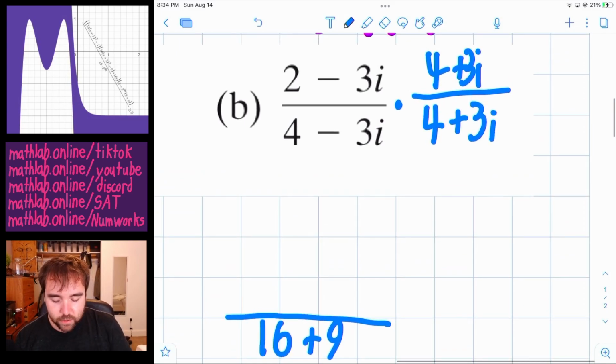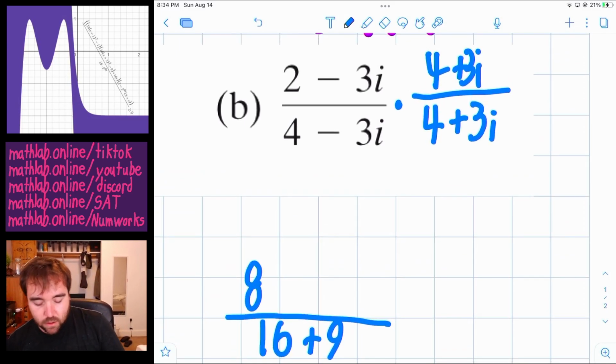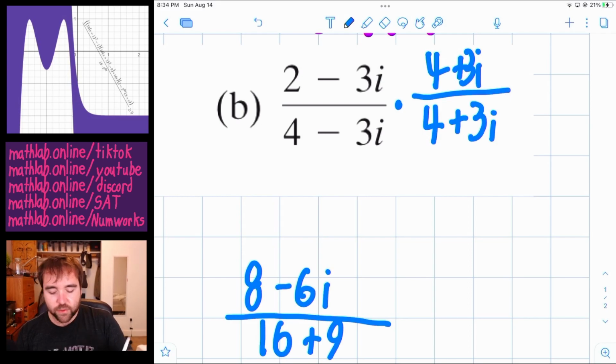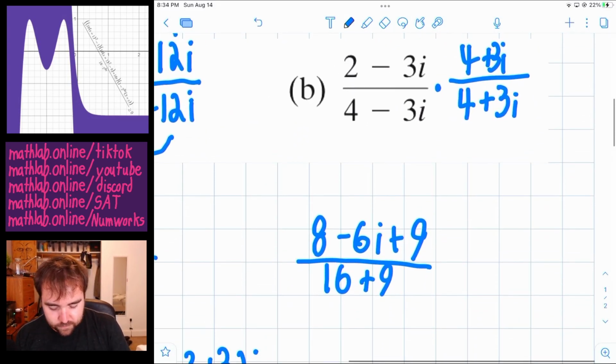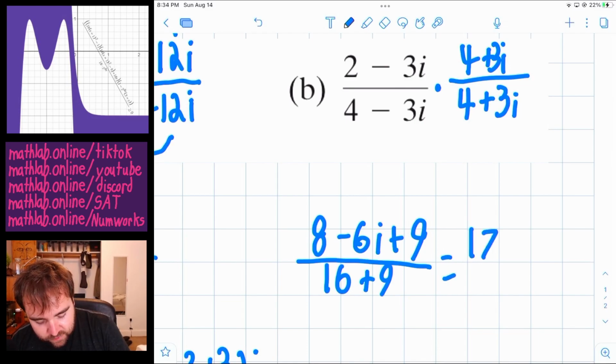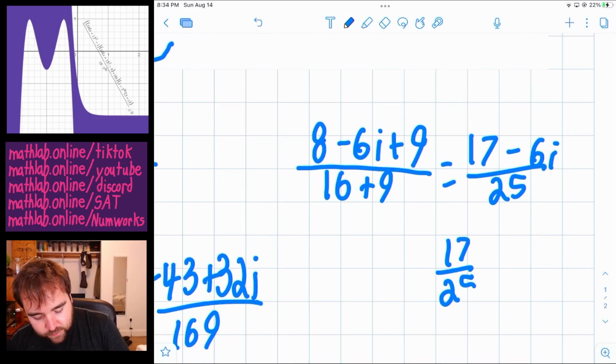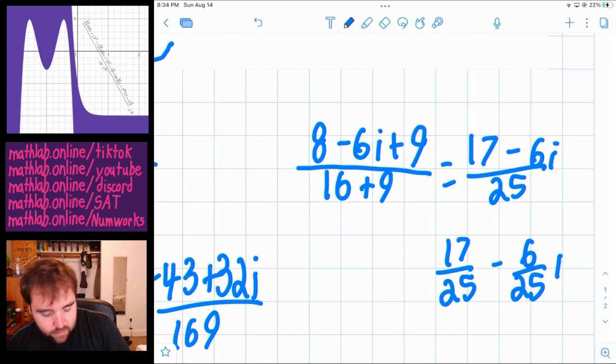And then on the top, 2 times 4 is 8. 2 times 3i is 6i. Negative 3i times 4 is negative 12i. So that's negative 6i. Negative 3i times 3i is negative 9i squared. But then i squared is negative 1. So that is plus 9. So then we just combine. So that's 17 minus 6i over 25. So that's 17 over 25 minus 6 over 25i.